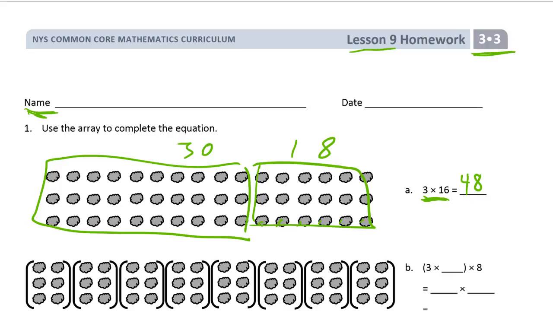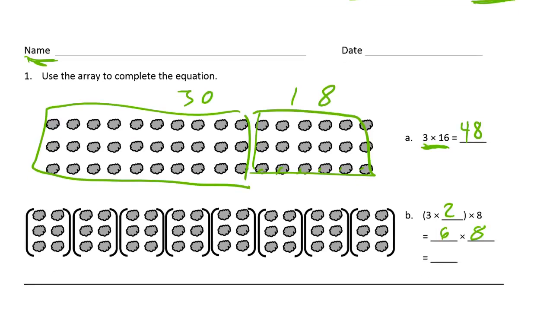Another way to do it is to look at 3 rows of 2 and chop it up into 8 of those, which would be the same as 6 times 8. And 6 times 8 is 48.